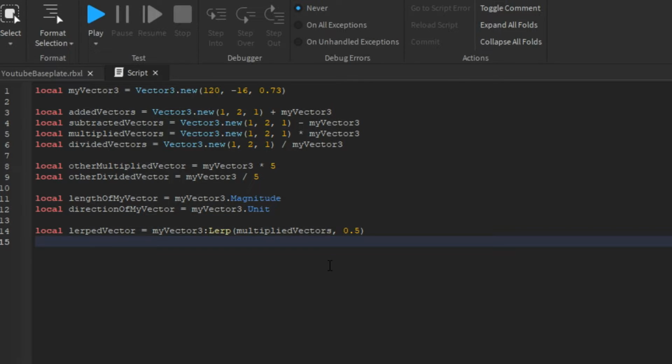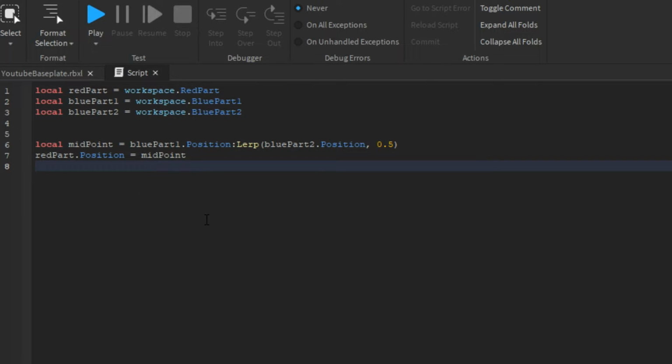And you can also lerp between two vectors, which is basically a way of finding a point on a line between two vectors. Now the lerp function takes two parameters, the goal vector and the alpha. The goal vector is the other vector you want the original vector to lerp towards, and the alpha is a number between 0 and 1 representing the percentage of the distance between those two vectors. So an alpha of 0 would have the point be the same as the original vector, and 1 would be the same as the goal vector.